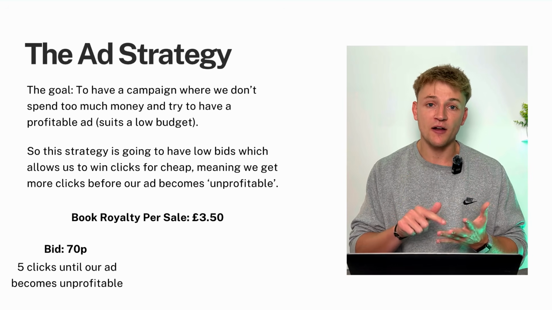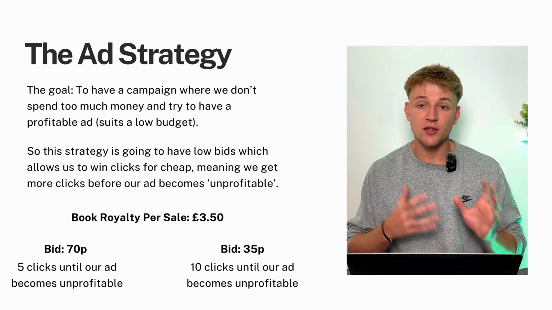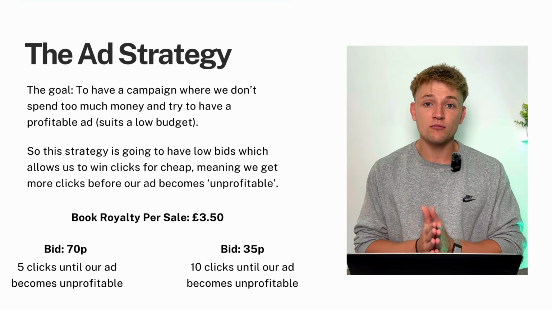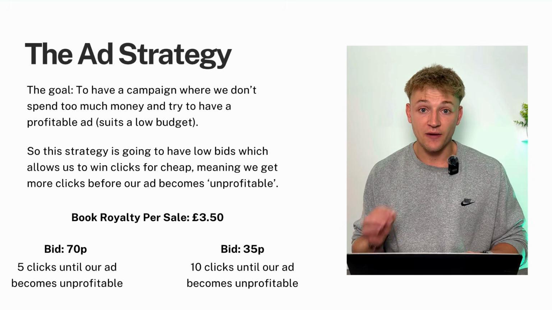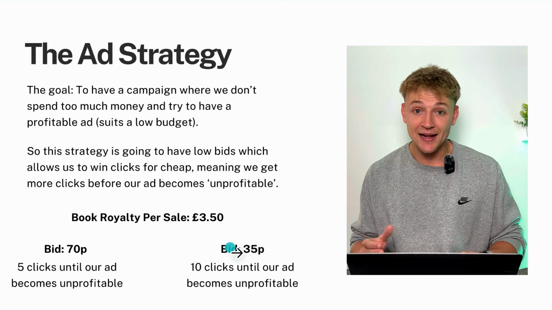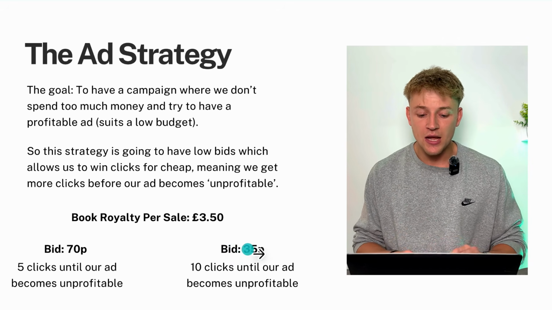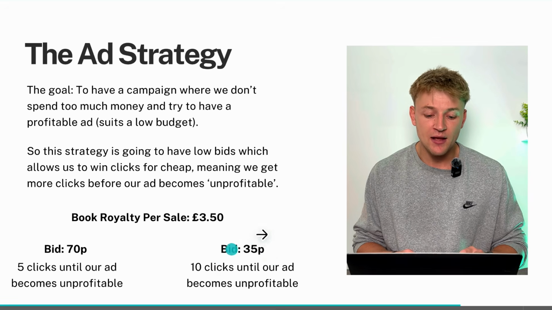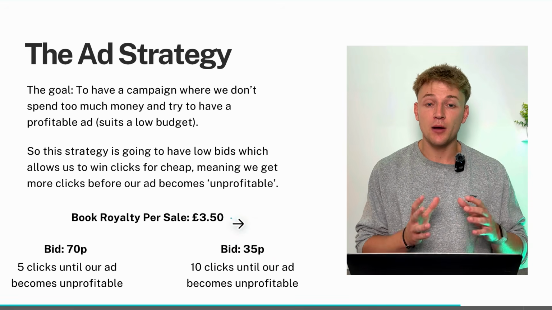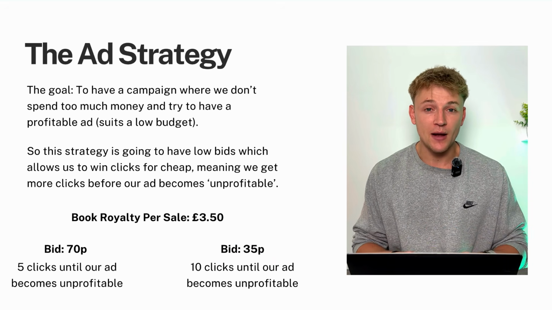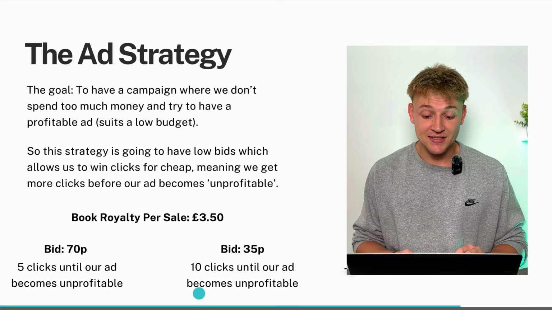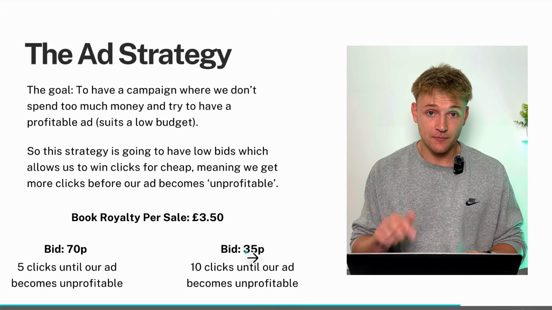So one of those 5 people who clicked on your ad needs to buy the book for it to become profitable. But let's say you had a bid of something like 35p instead. All of a sudden, rather than your ad becoming unprofitable after 5 clicks, it would take up to 10 clicks, because 35p times 10 gives you the royalty amount you would make per book sale. So having a lower bid and winning clicks for cheaper essentially means you can get more clicks on your ad before it becomes, quote unquote, unprofitable. And this is the exact strategy that we're going to be using in this campaign I'm about to show you.